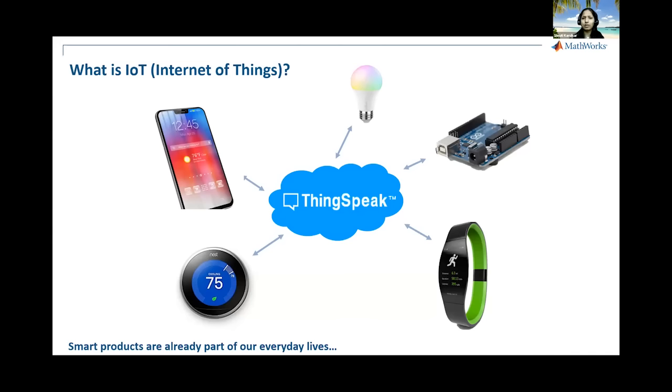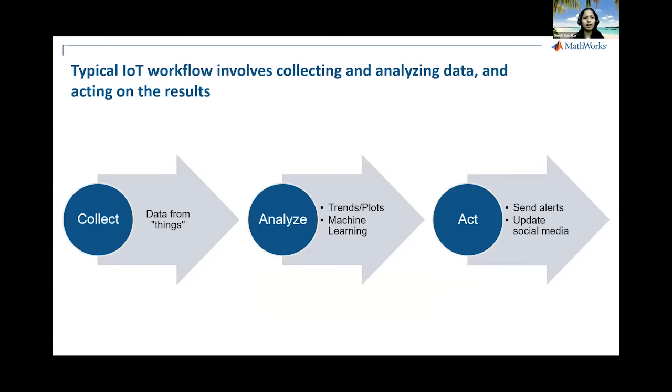Let me give you a small example of IoT in my home. I have a Nest thermostat set up in my living room. And anytime the temperature goes over 80 degrees, I get an email about it. Sounds familiar? So this is a simple example of IoT. Now let's see, what is a typical IoT workflow? We begin by collecting data.